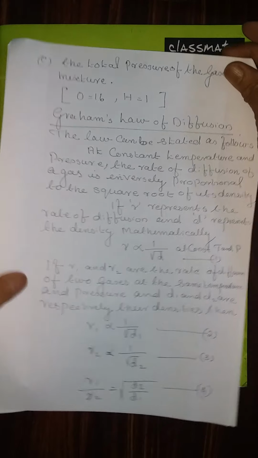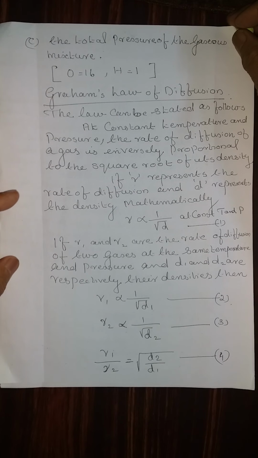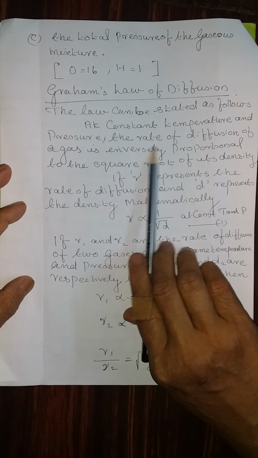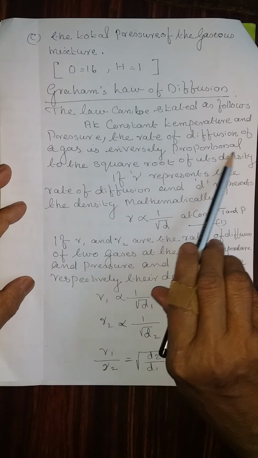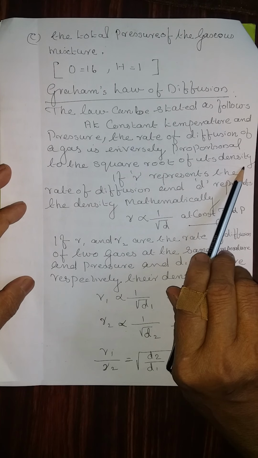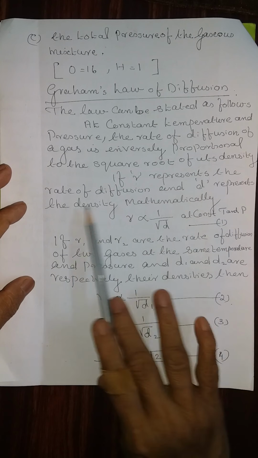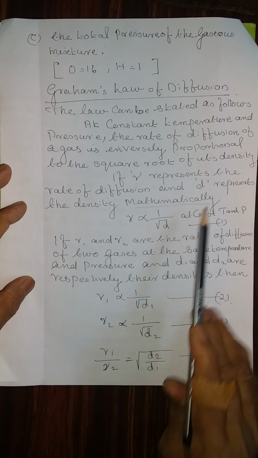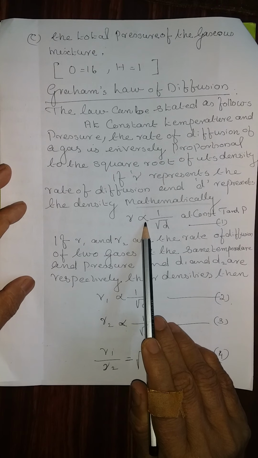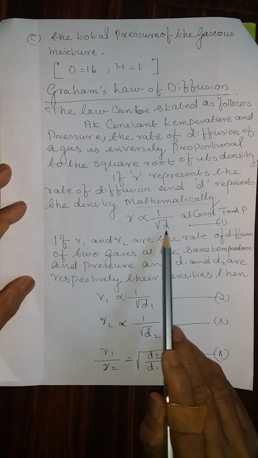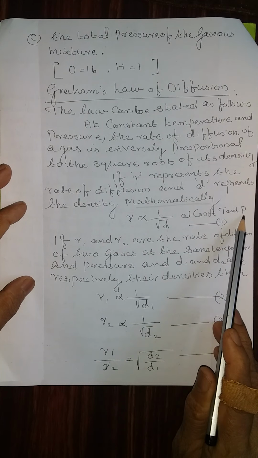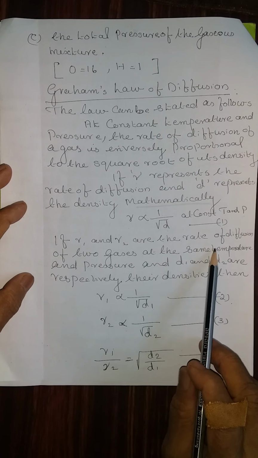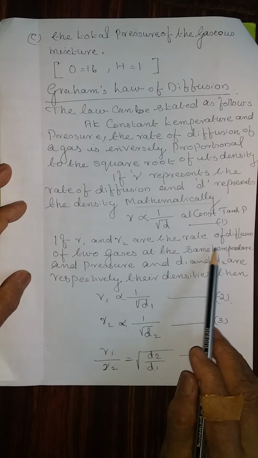Next is Graham's law of diffusion. The law can be stated as follows. At constant temperature and pressure, the rate of diffusion of a gas is inversely proportional to the square root of its density. If R represents the rate of diffusion and D represents the density, the mathematical expression is R is inversely proportional to the square root of D at constant temperature and pressure. Let this be equation number 1. We are going to derive the mathematical expression so that you can solve the assignments very easily.